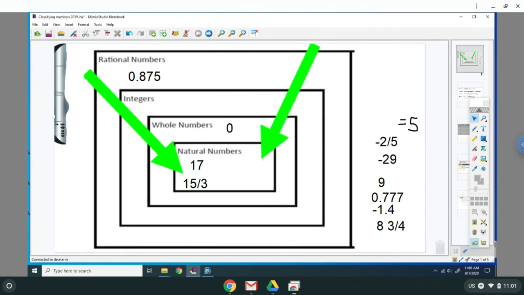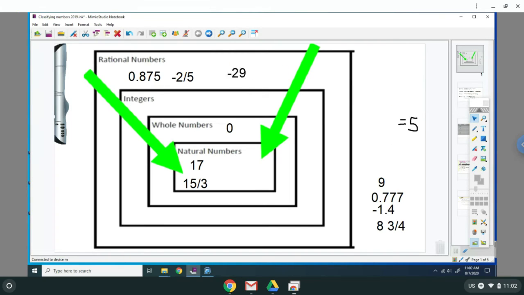So now we're going to try -2/5. It starts off to be rational. Negative 2/5 is a fraction which cannot be reduced. So it stays a fraction. And since it's a fraction, it cannot be an integer. So negative 2/5 stays like that. So it stays in rational. So it's just rational.